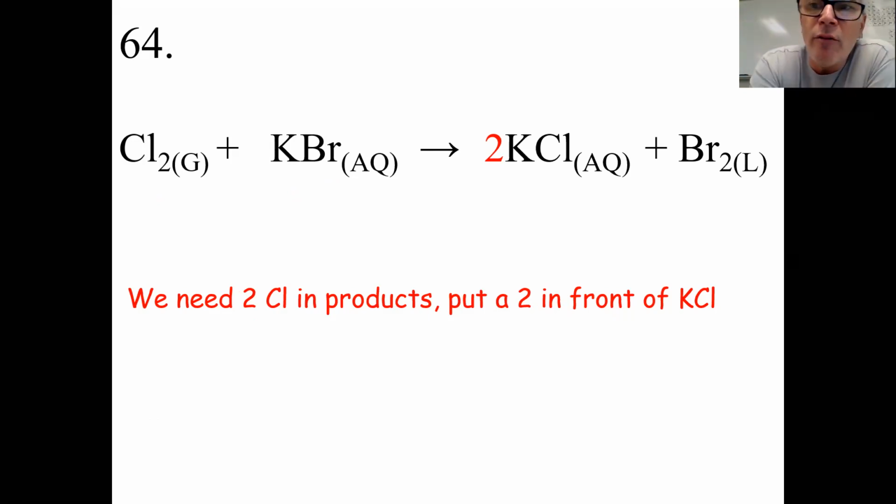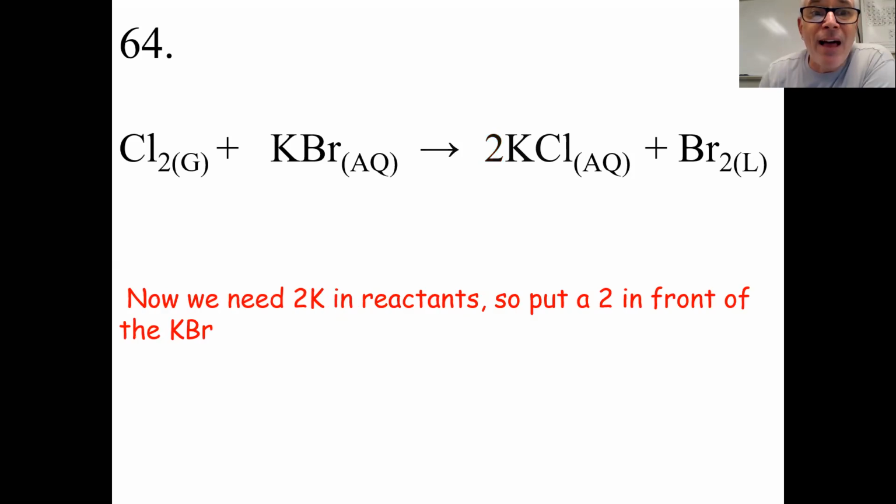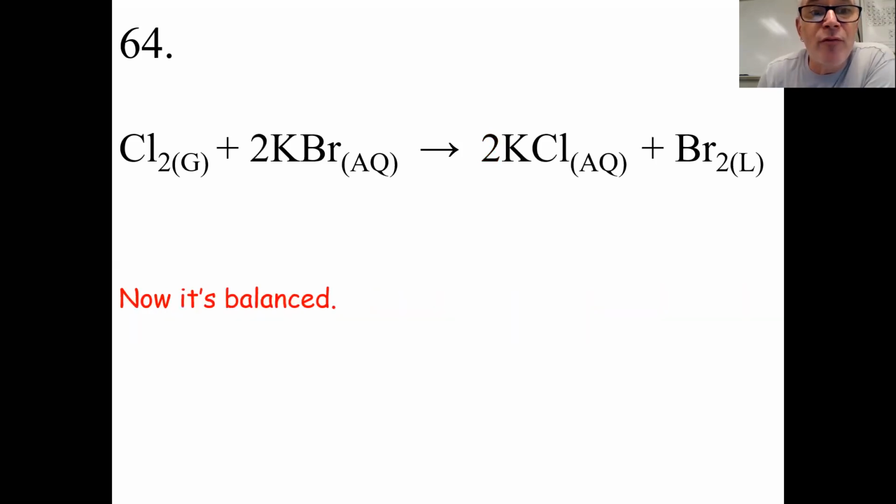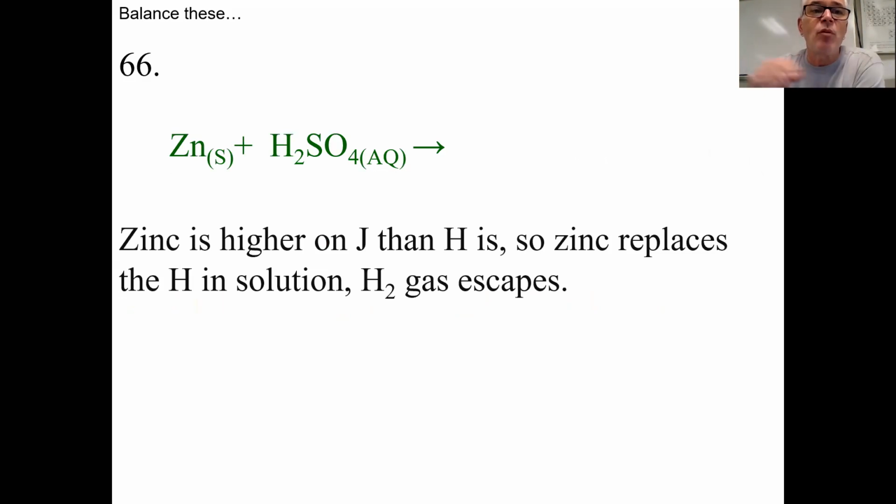So let's check this. 2 chlorines in the front, 2 chlorines in the product, good. 2 Ks we got in the back, but we only have 1 in the front, so we got to balance this. So we got to put a 2 in the front here, like that. 2 chlorines, 2 chlorines. 2 K potassiums, 2 potassiums, and 2 bromines. Now it's balanced. This one is called an anion replacement, not a cation replacement, and that one is the special one. We got a couple more to do, and we'll be out of here.